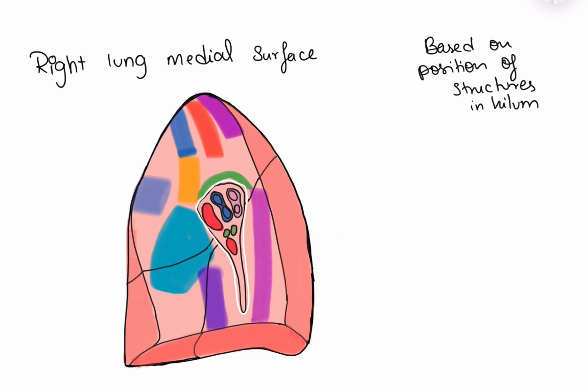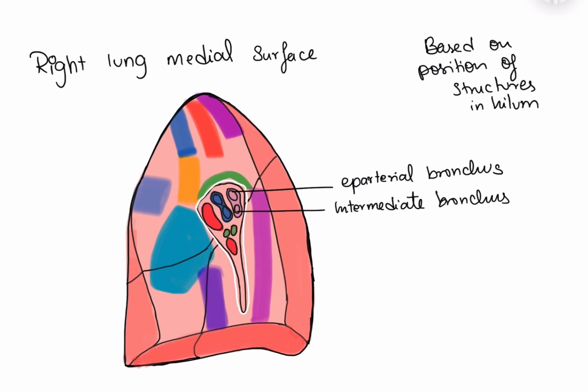In the hilum of the right lung, the main bronchus is typically divided into eparterial and intermediate bronchus. Eparterial bronchus is the most superior structure. It's above the artery, hence named eparterial. Here we are going to denote pulmonary veins in red since it's carrying oxygenated blood to the heart, and pulmonary artery in blue since it's carrying deoxygenated blood from the heart.